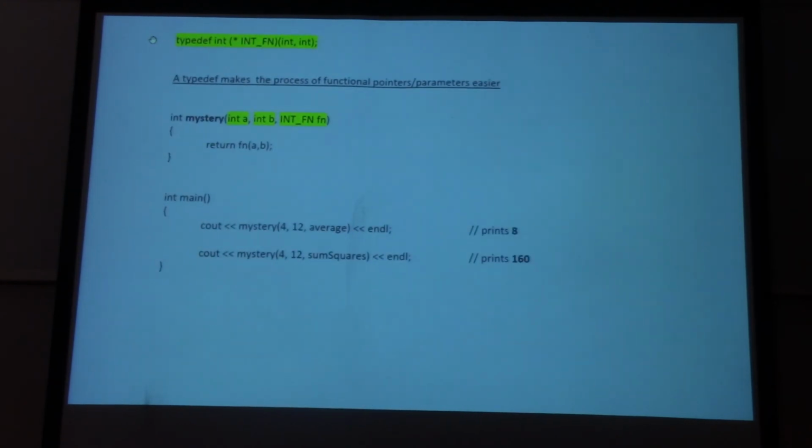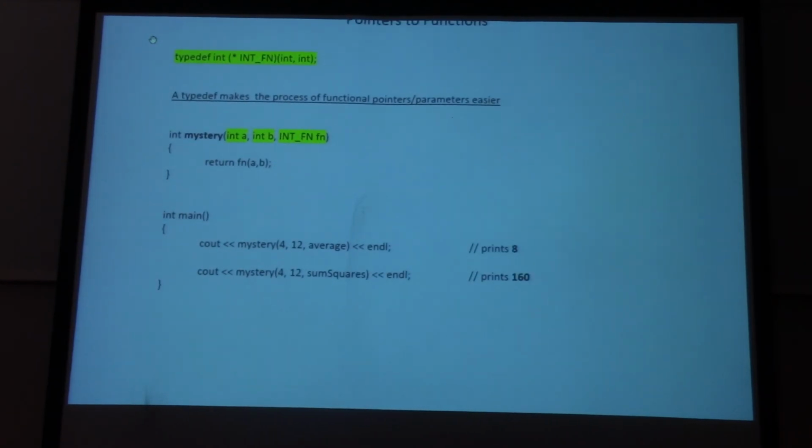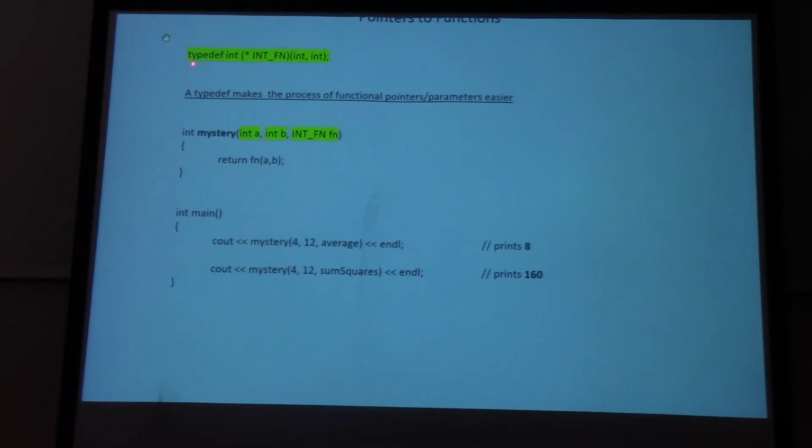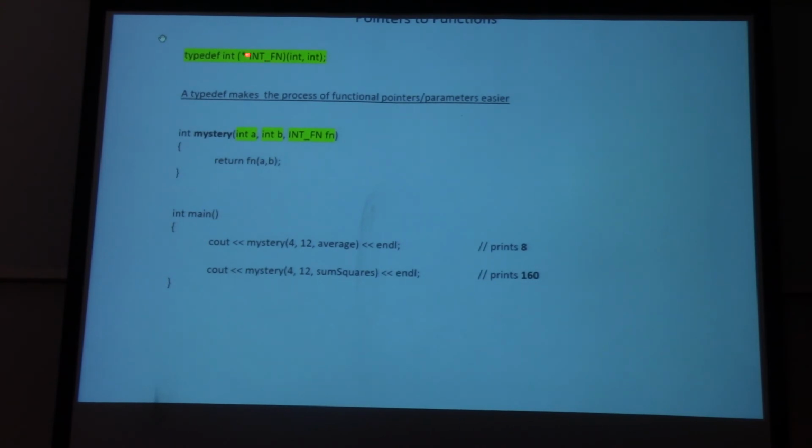I think we covered this slide as well. What we did was the typedef of something called int fn. If you get rid of the typedef and simply replace the star int fn with a single name, it would be the header or prototype of a function that takes two ints and returns an int. But because you have the typedef and the star, int fn is a pointer type to functions that take two ints and return an int. Once I do that, I can simplify my function mystery: instead of all this garbage in here, I can just say fn is an int fn. What's an int fn? It's a pointer to functions that take two ints and return an int. So that simplifies things, right?